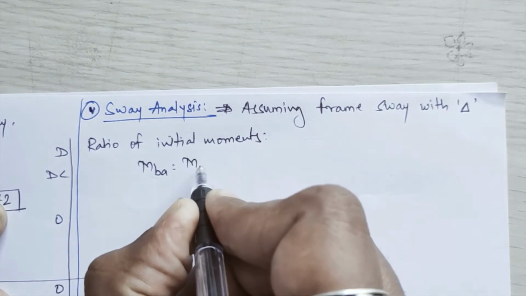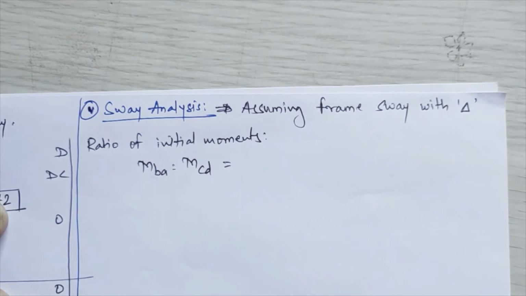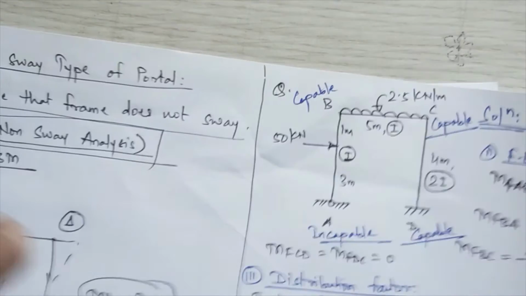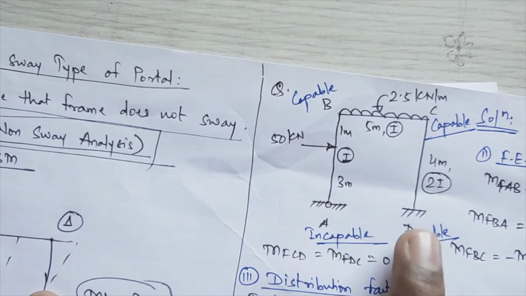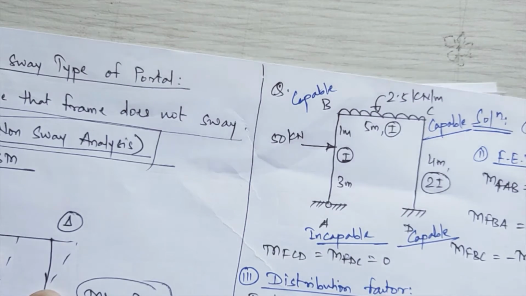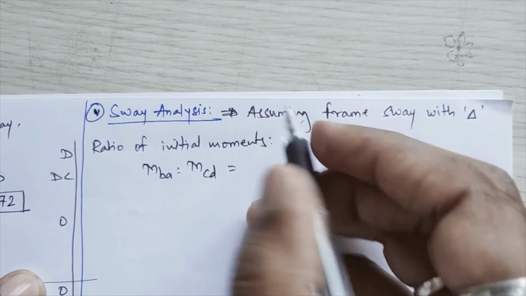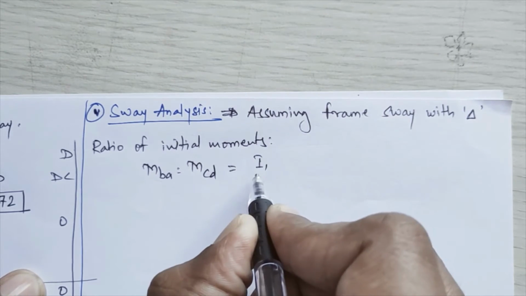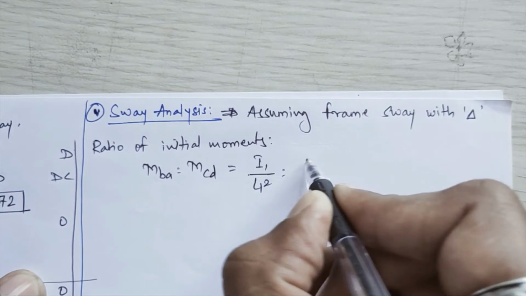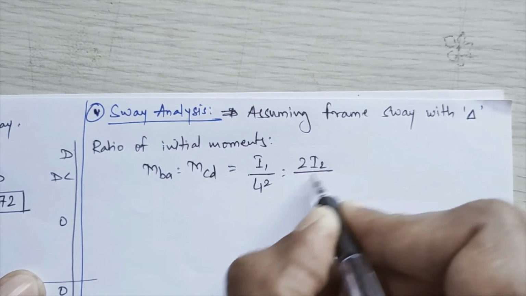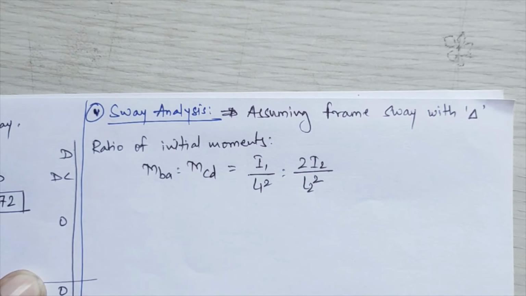MBA is to MCD over there. Now if you see in this numerical, one end is hinged and the second end is fixed, so you have to use case number 3. For case number 3, the relation you will get is I1 divided by L1 square is to 2I2 divided by L2 square.